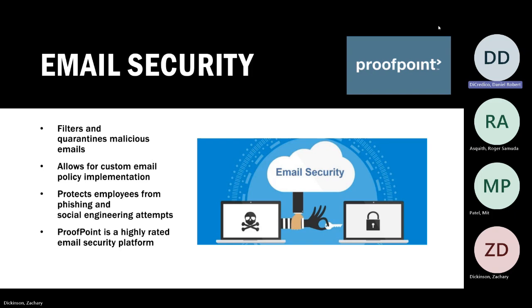And finally, the last solution to cover is email security. Email security is really important on mobile devices because one of the most common known methods of attacks and threats for these devices is through phishing campaigns. So what email security does is filters and quarantines malicious emails, basically stopping them before they even reach your inbox or the sender, so to speak.